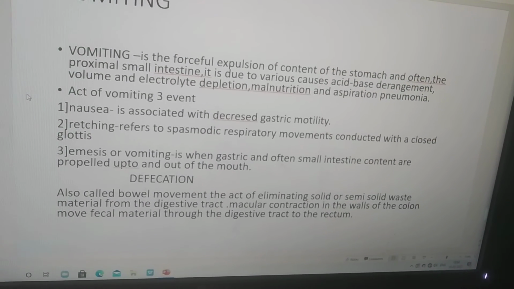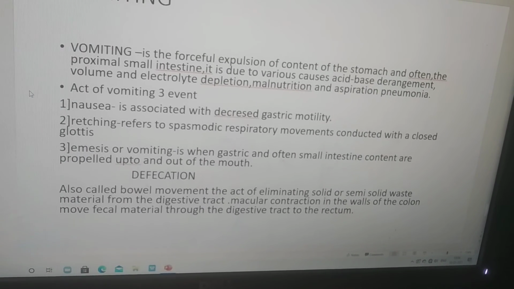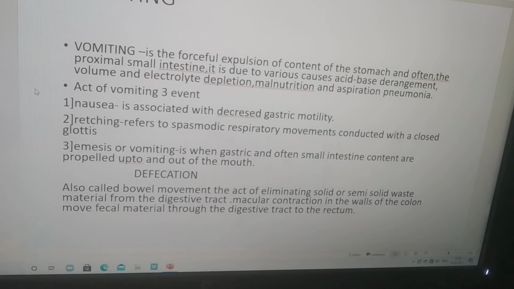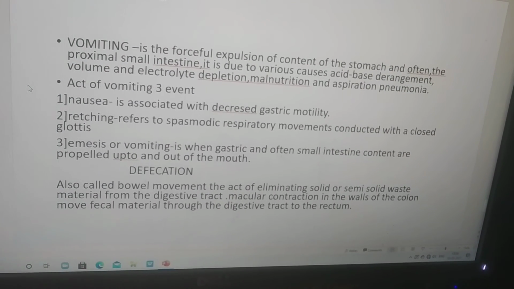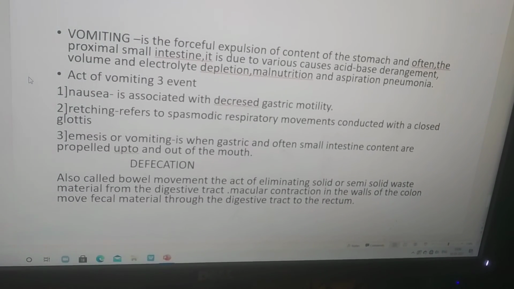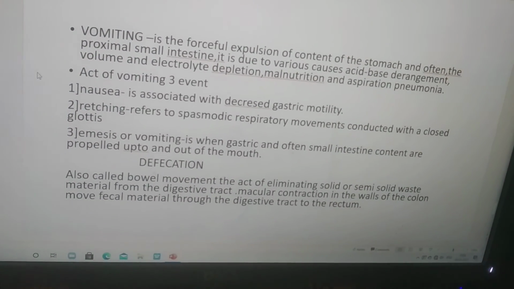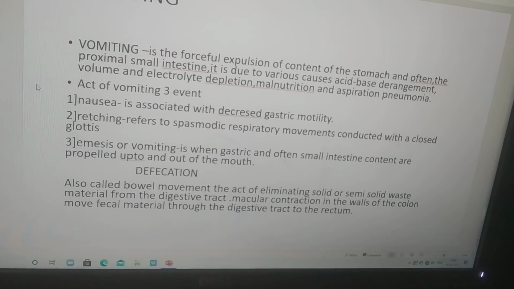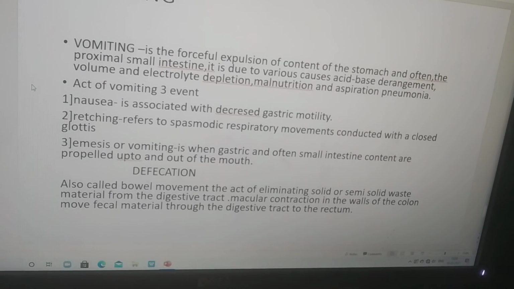Act of vomiting is also divided into 3 stages: nausea, retching and emesis or vomiting. Nausea is associated with decreased gastric motility. Then retching refers to spasmodic respiratory movement conducted with closed glottis. Then emesis or vomiting is when gastric and often small intestine content are propelled up to and out of the mouth.